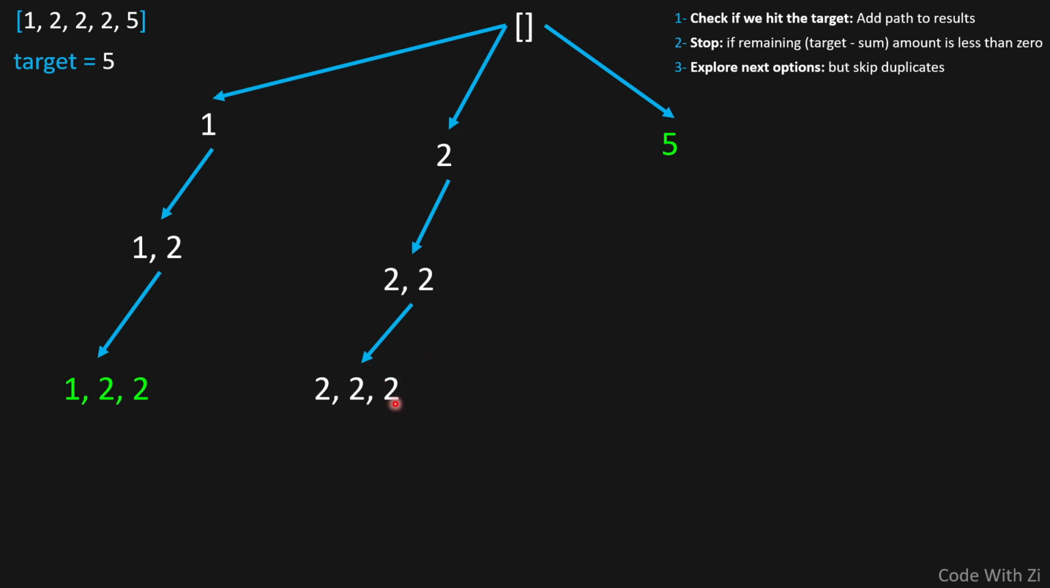Well, the sum of this is gonna be 6. 6 is not equal to our target, so no. And then we're gonna check if 5, which is our target, minus 6, which is our sum, is negative. Well, yeah, 5 minus 6 is gonna be negative, so we're gonna ignore this entirely.